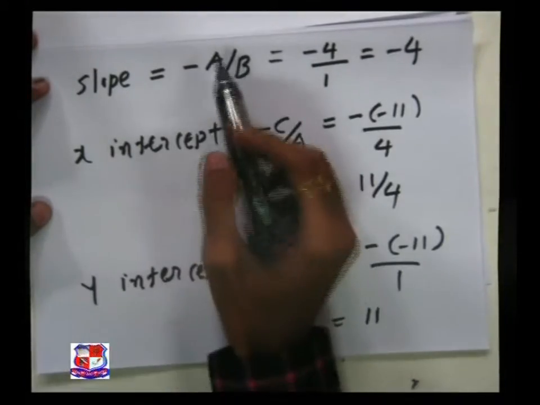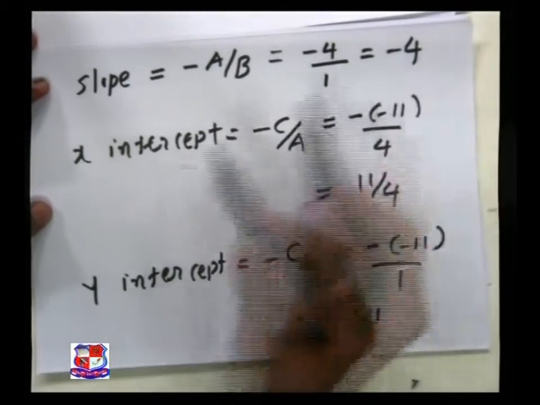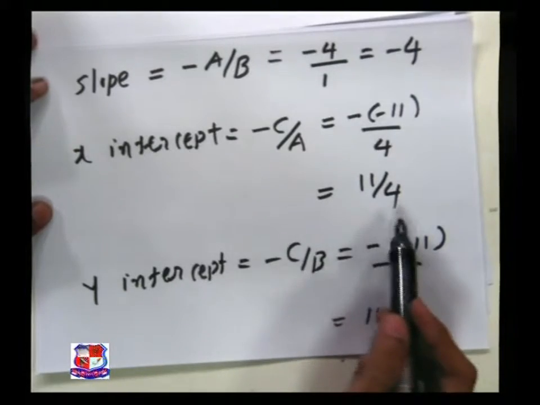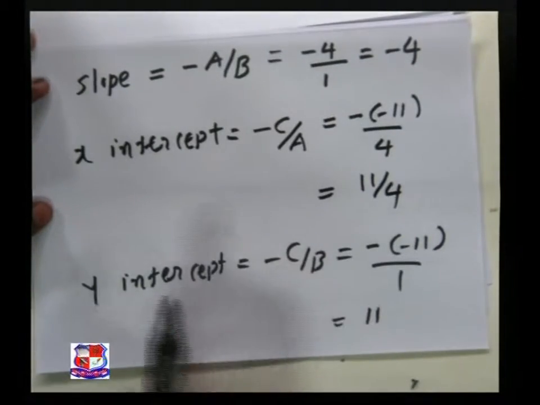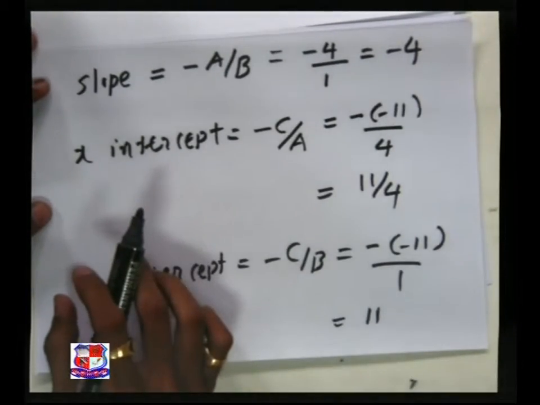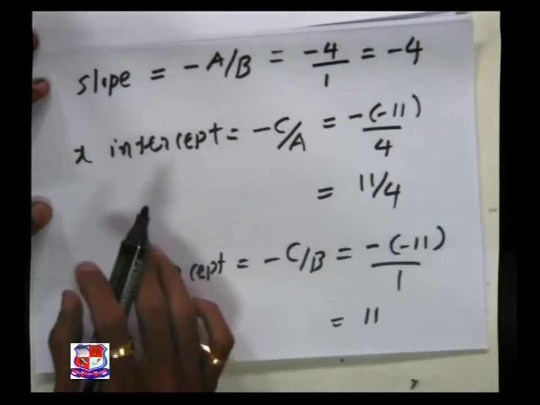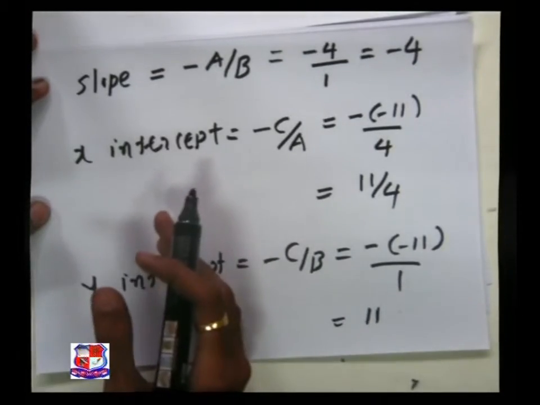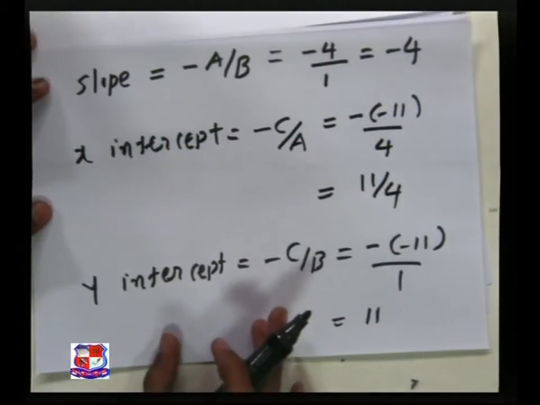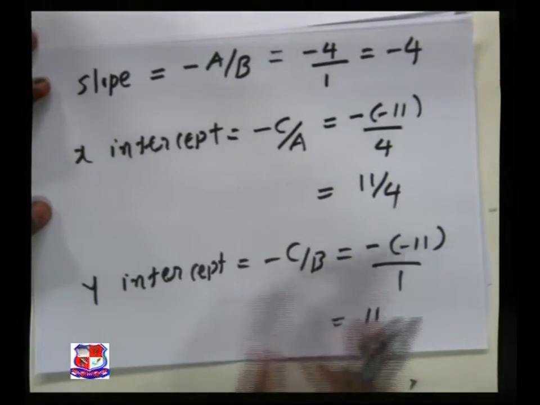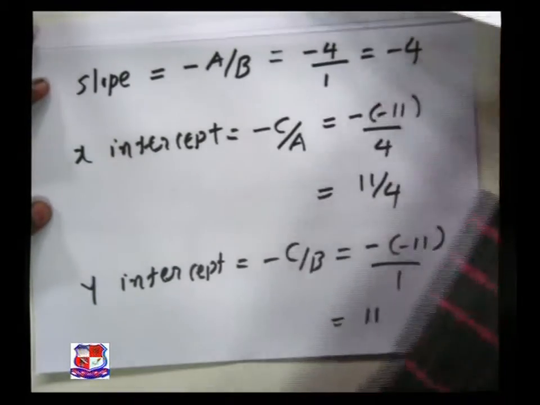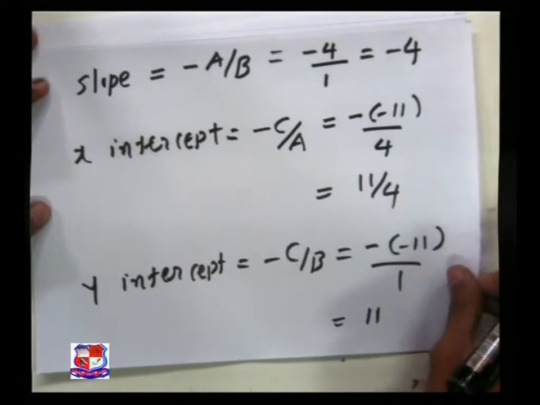So here the slope of the line is minus 4, x-intercept is 11 by 4, and y-intercept is 11. So in this way we can find the equation of line, and using the equation of line we can find the slope of the given line, x-intercept of that line, and y-intercept of that line. So this is a very important example from the exam point of view.